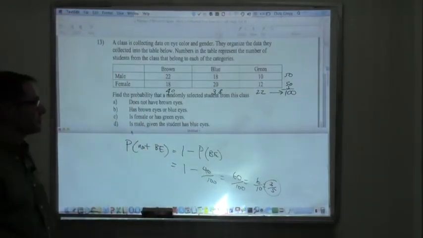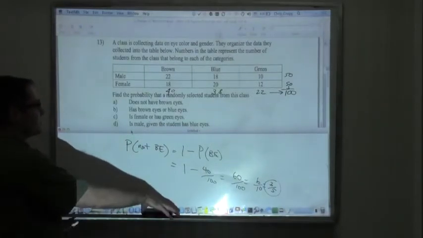Automatically does it on your calculator? That's nice. Sometimes it can be annoying. All right. Okay, so let's see.